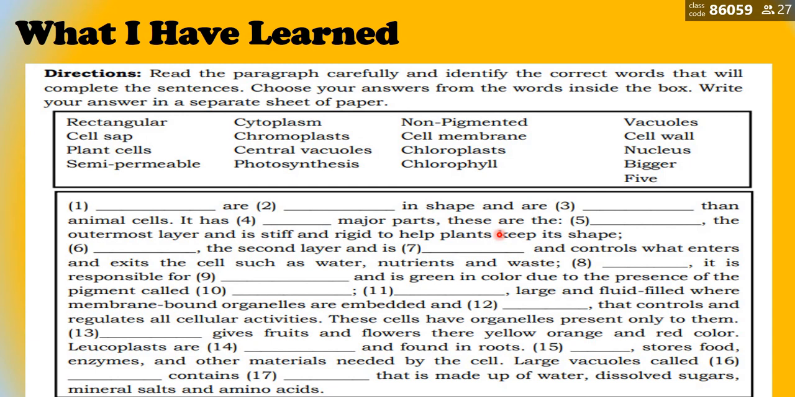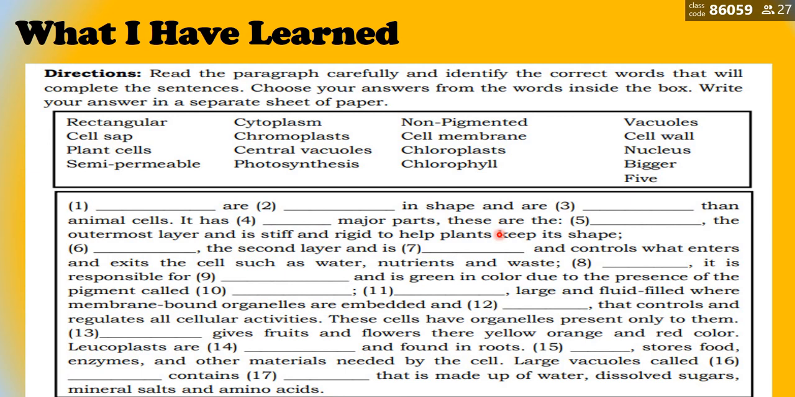Okay, let's move on. So, what I have learned. Let us read the paragraph carefully and identify the correct words that will complete the sentences. Choose your answers from the words inside the box. Write your answer on a separate sheet of paper. Okay, let's have the answers for this activity.